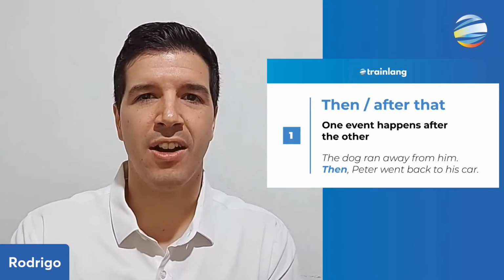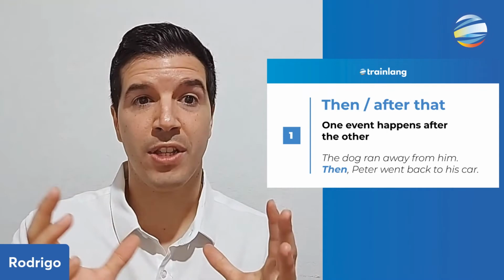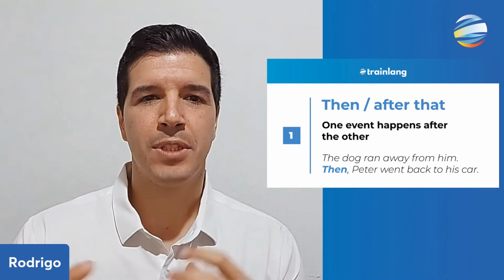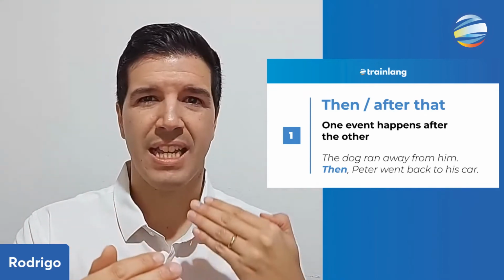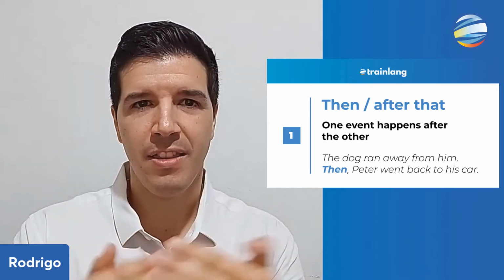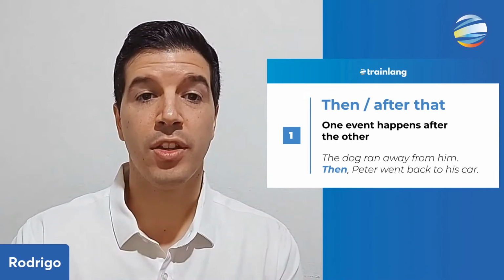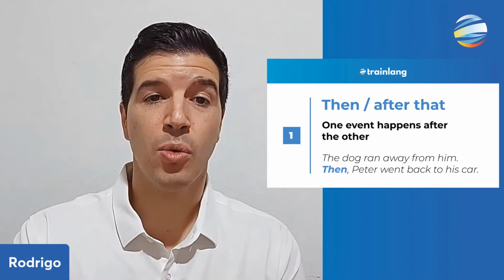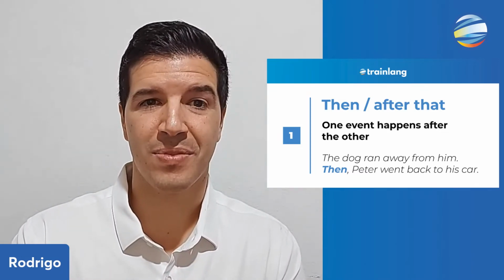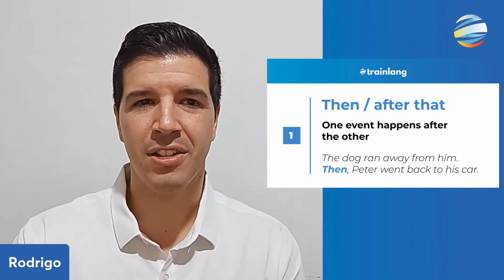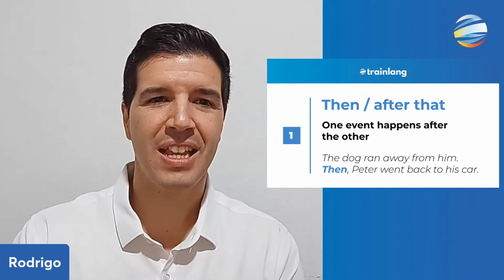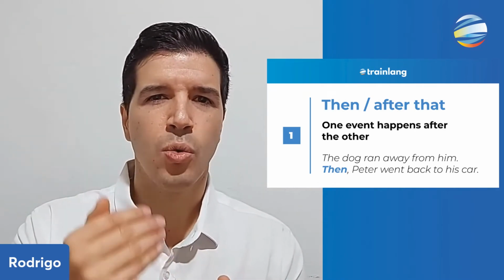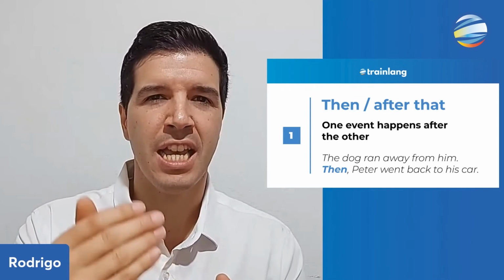One of those are then and after that, or two of those. We use them to say that one event happened immediately after the other. For example, the dog ran away from him. Then Peter went back to his car. You can find the story about Peter in our campus. So then and after that are used to say when something happened immediately after the other.